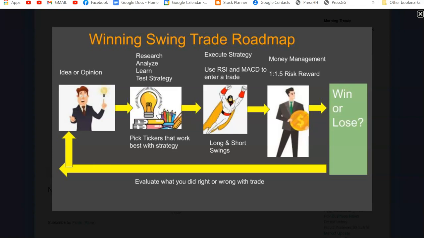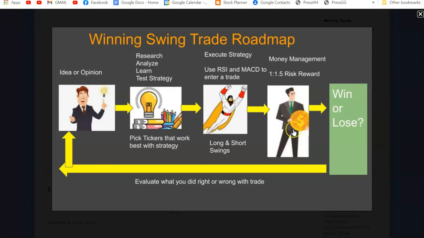Then, once you have a tested strategy with your tested database and your tested basket of stocks, you execute that strategy, taking your long and short signals. Once you're in a trade, to get out of the trade, you must use a productive risk-reward ratio. With my RSI and MACD strategies, my target price is 5% and my stop loss is 2%.